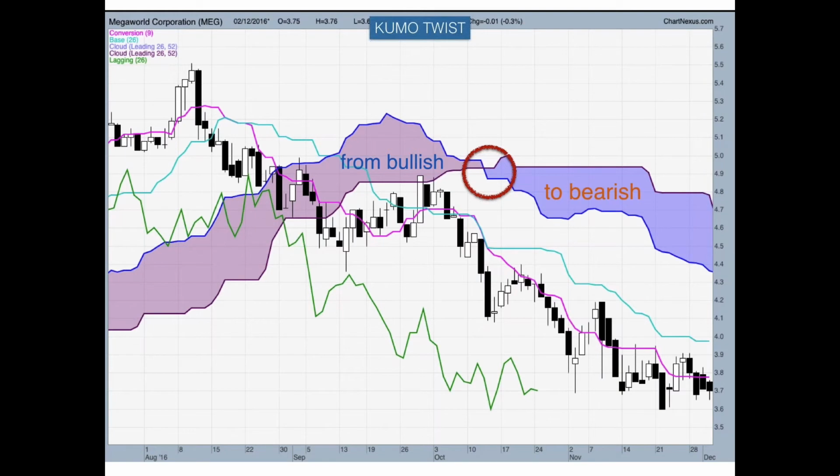Now, a Kumo twist signals a change in sentiment. If the Senkou Span A is above the Senkou Span B, we have a bullish sentiment. However, if the Senkou Span B is above the Senkou Span A, the sentiment is bearish. I would like to show you some examples of Kumo twists.